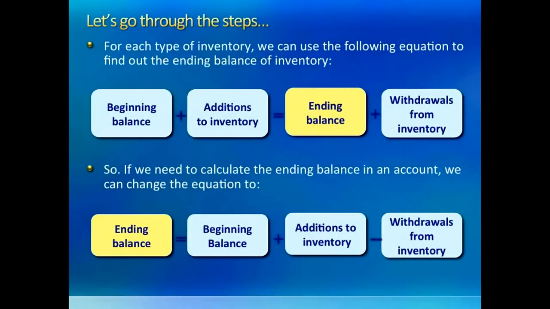So everything that we saw on the previous slide in the form of T accounts can also be shown in the form of equations. Please look at the basic equation very carefully. For each type of inventory, we can use the following equation to find out the ending balance of inventory, because beginning balance in each type of inventory account plus what gets added to that inventory would always be equal to the credit side of that account, which would have two items there: the ending balance of that inventory plus whatever gets withdrawn out of each inventory.